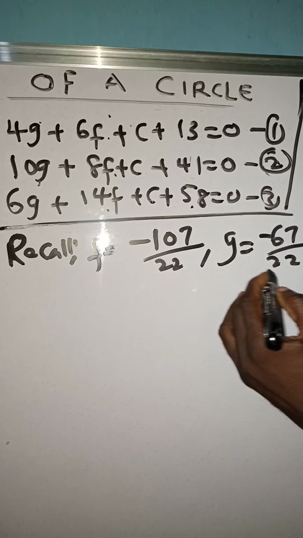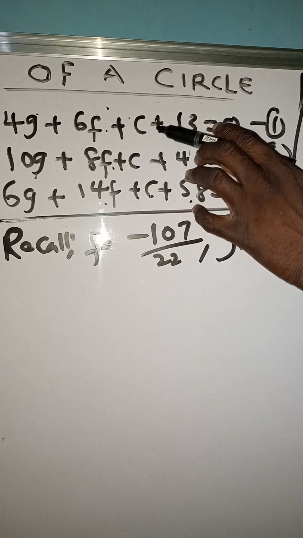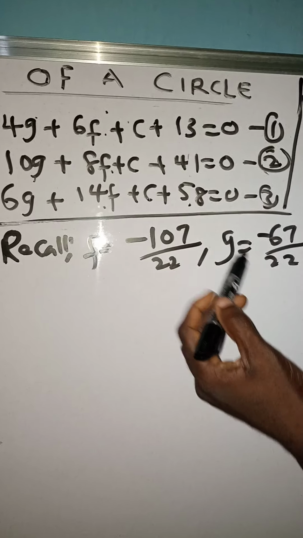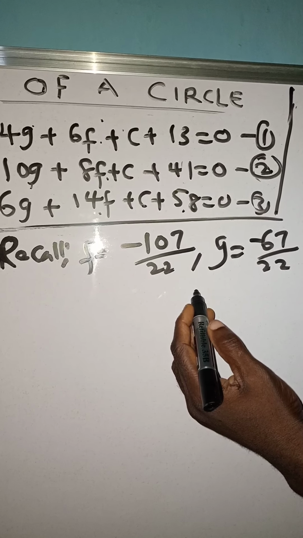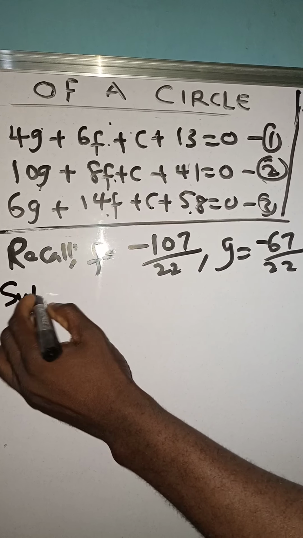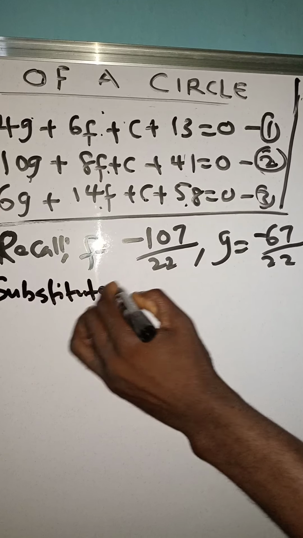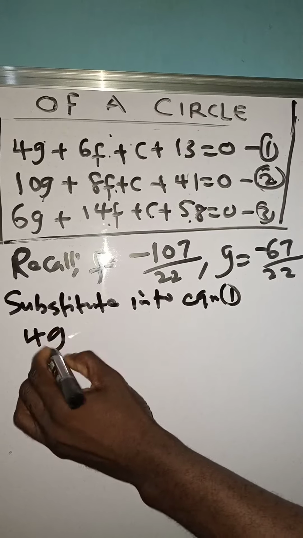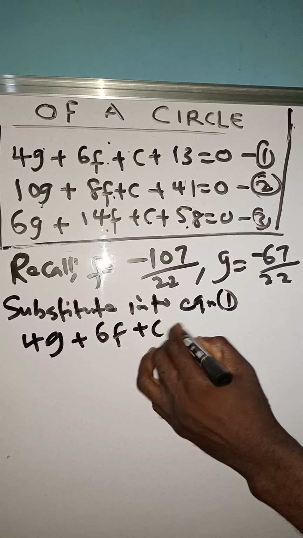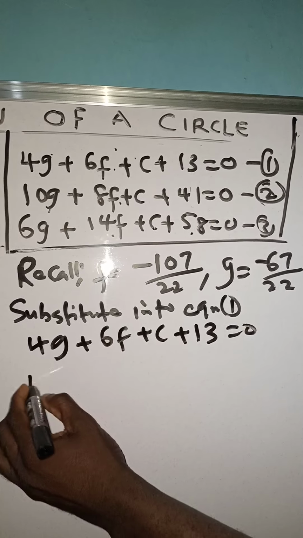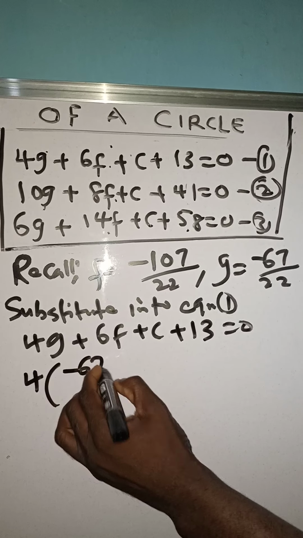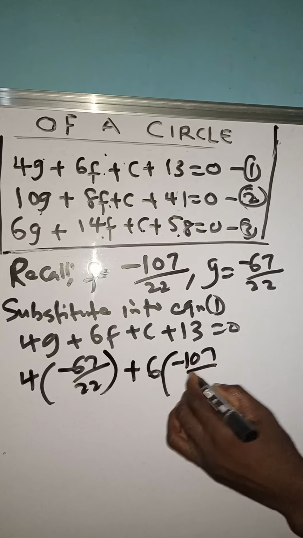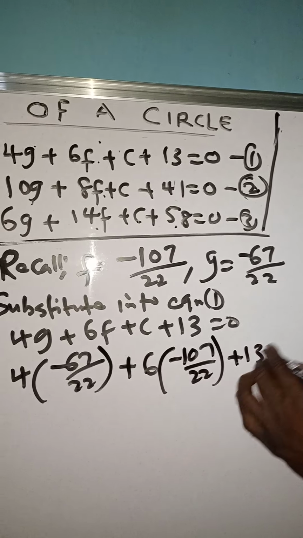Now we recall that f is this and g is this. Now we need to calculate the value of c. You can substitute any of these two, f and g, into any of the three equations. So I want to use equation 1. That is 4g plus 6f plus c plus 13 is 0. 4 times g is minus 67 over 22, plus 6f, minus 107 over 22, plus 13 is 0.